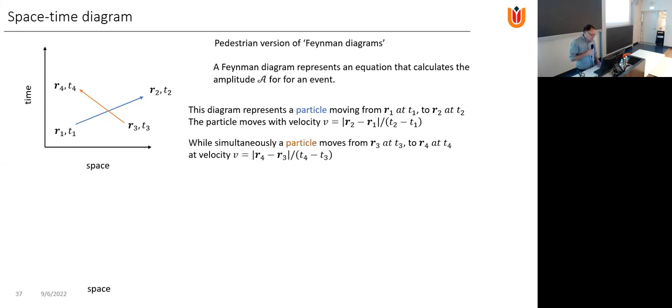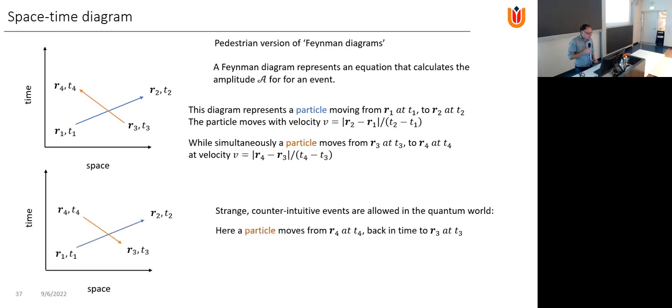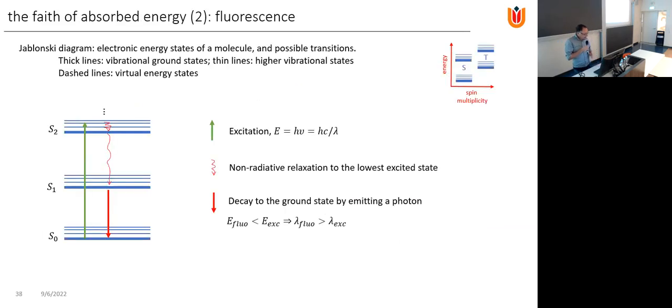Because in the quantum world, strange things can happen. Also, you could draw the orange arrow like in the bottom graph. That is a particle that moves from R4 at T4 to R3 at T3. So that is basically a particle that moves back in time. In the quantum world, everything is possible.